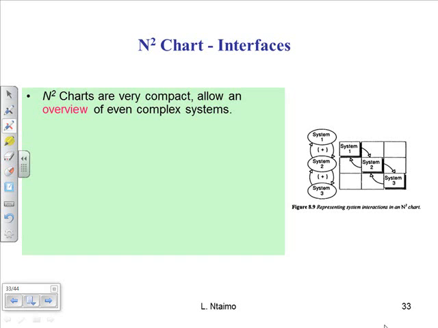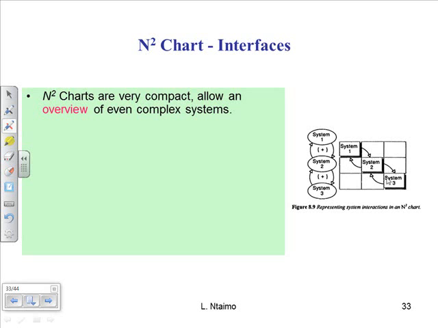N-squared charts allow an overview of a system. So if you have a complex system, one way to try to get a good picture of what's going on is to construct an n-squared chart. Here we have this example of an n-squared chart which shows 3 systems that interact. Just looking at the n-squared chart, we can actually see that system 1 and system 2 do interact, and we are showing this using these digraphs.